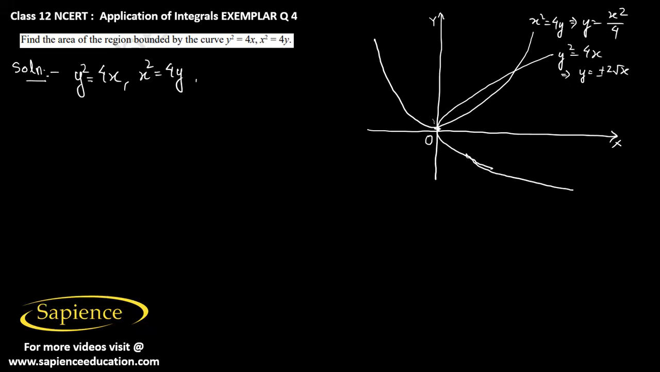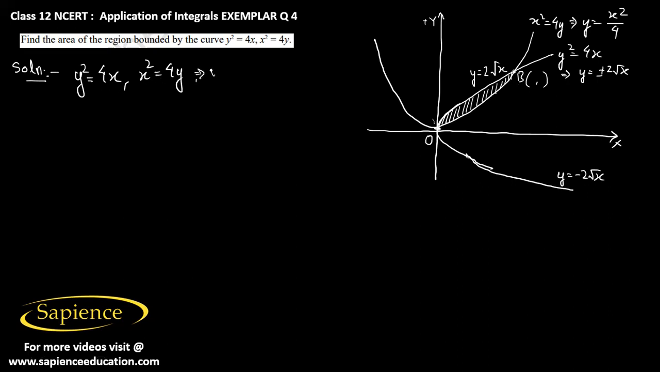Now the equation of this branch, which is on the positive y-axis, is y equals 2 root x, and that branch which is below the x-axis, towards the negative y-axis, is y equals minus 2 root x. So here we need to find the area of this region, and we also have to find the coordinates of the point B where the two curves are intersecting. So simply we have to solve this.